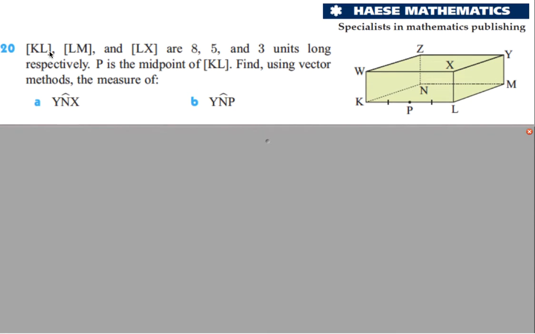And we're given the side lengths of KL, LM, and LX, like those lengths there. In other words, the three dimensions of this particular rectangular prism are 8, 5, and 3 respectively. So we've got our work cut out for us. And we also know that P is the midpoint of side length KL.